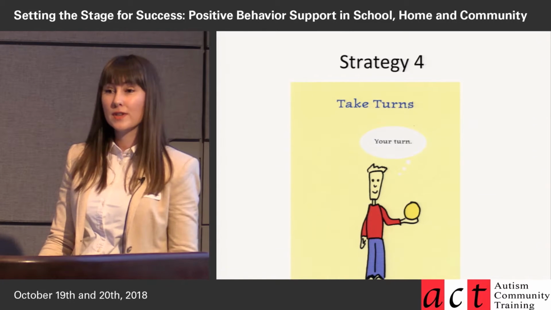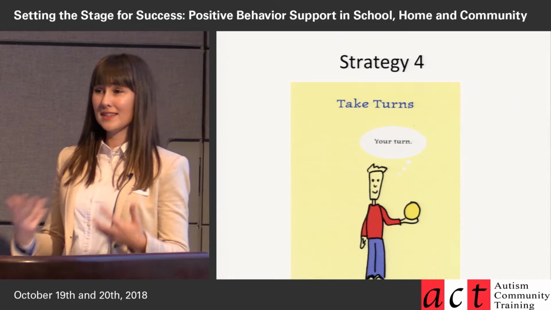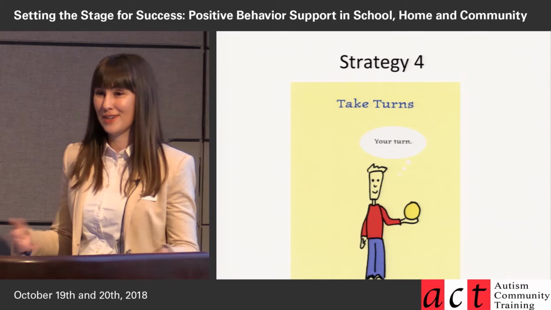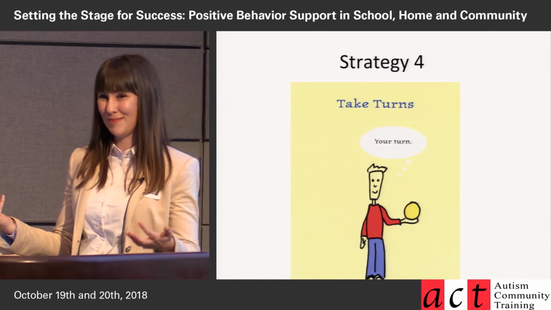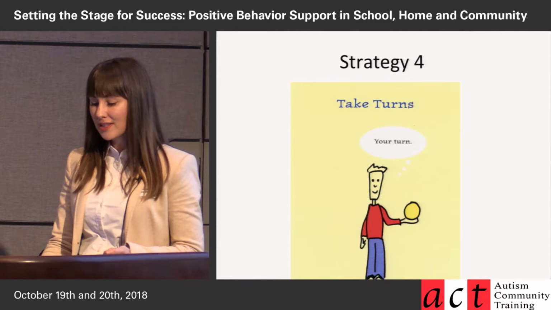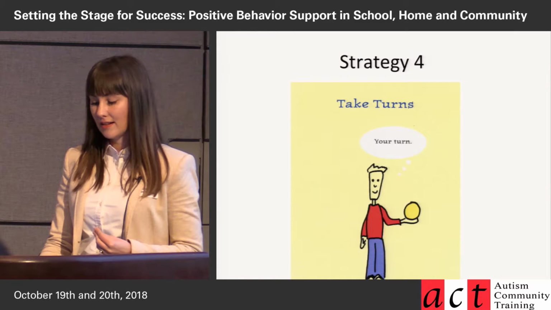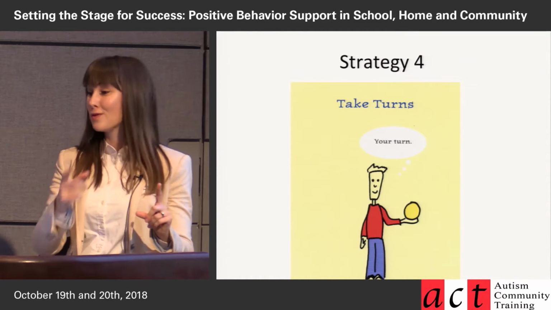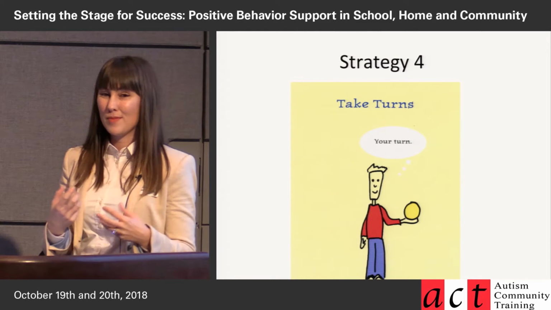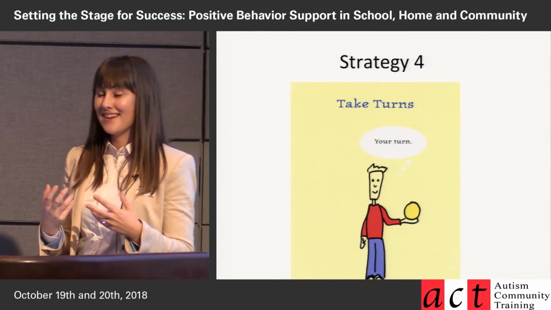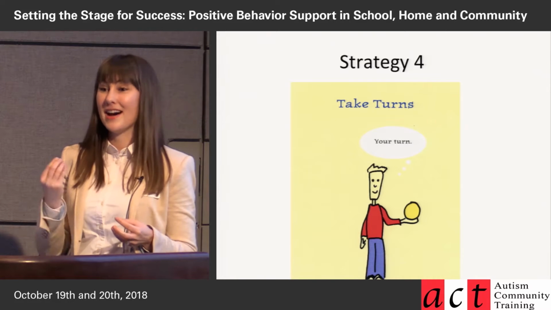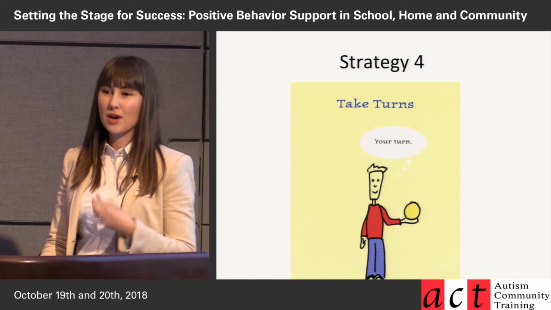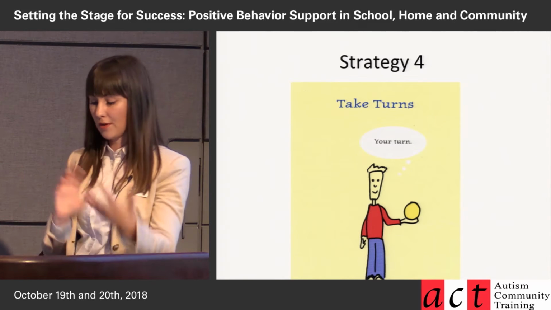The fourth strategy is focused on taking turns. This is a tough skill, not just for students with autism, but for any child. Taking turns can be tough. But what's important about this skill is that it gives lots of multiple opportunities for the child with autism to ask for their turn back. If they're motivated to play the game, then there's lots of chances for them to keep asking and keep getting their turn back. It also models that appropriate back and forth activity.